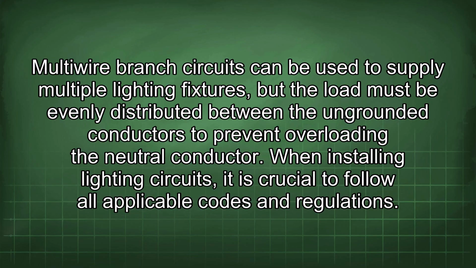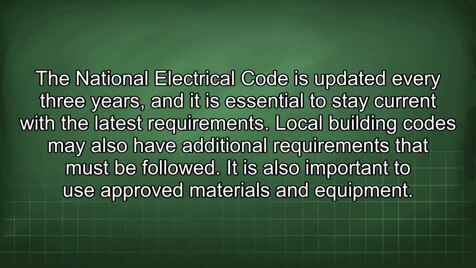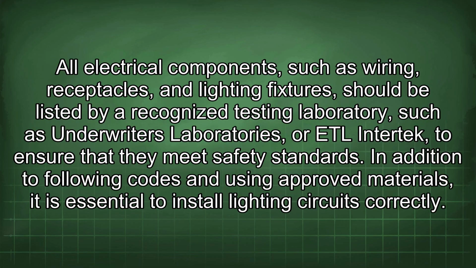When installing lighting circuits, it is crucial to follow all applicable codes and regulations. The National Electrical Code is updated every 3 years, and it is essential to stay current with the latest requirements. Local building codes may also have additional requirements that must be followed. It is also important to use approved materials and equipment. All electrical components, such as wiring, receptacles, and lighting fixtures, should be listed by a recognized testing laboratory, such as Underwriters Laboratories or ETL Intertek, to ensure that they meet safety standards.